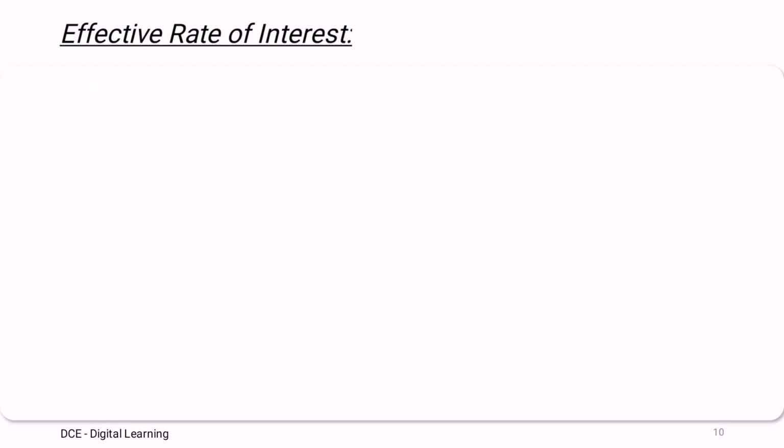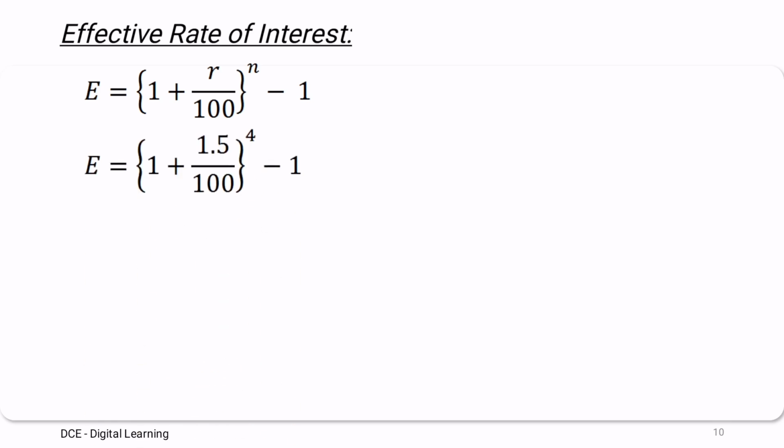Now finding out the effective rate of interest. Here it equals 1 plus R divided by 100 raised to n, minus 1. So 1 plus R, the rate of interest per conversion period, is 1.5, and n is 4 conversion periods in a year into 1 year, which is 4. So 1 plus 1.5 divided by 100 raised to 4 minus 1. So equals 1.015 raised to 4. This means 1.015 has to be multiplied by itself 3 times. So 1.015 into 1.015 into 1.015 into 1.015.